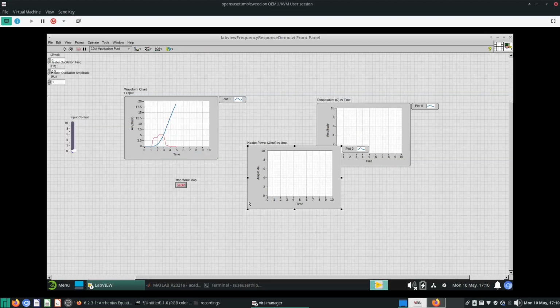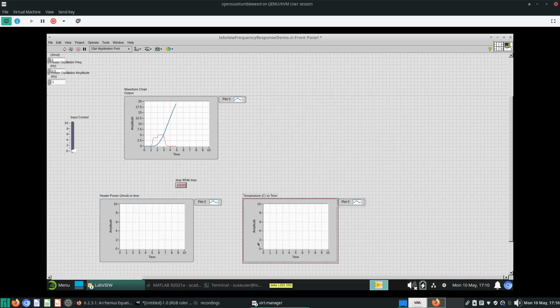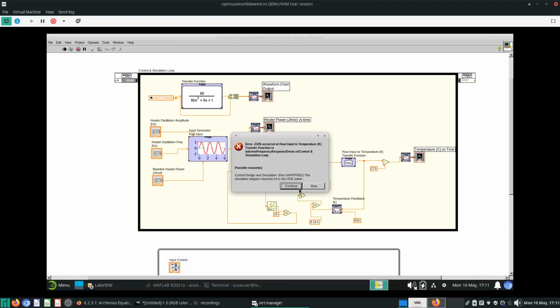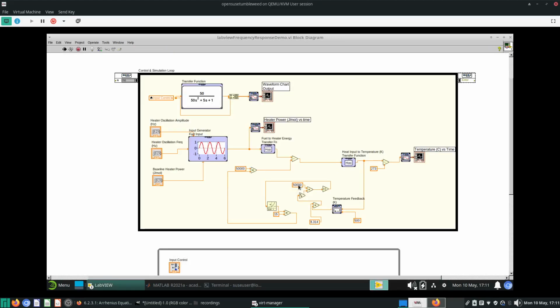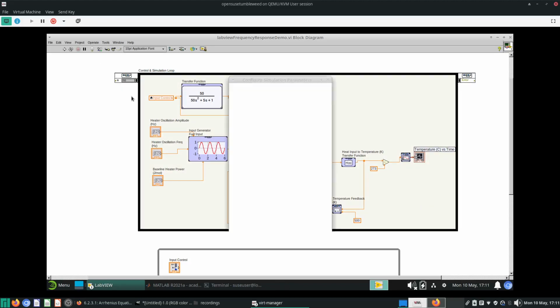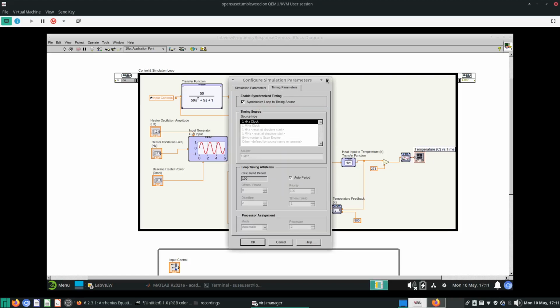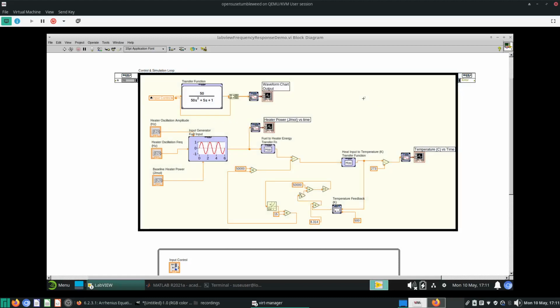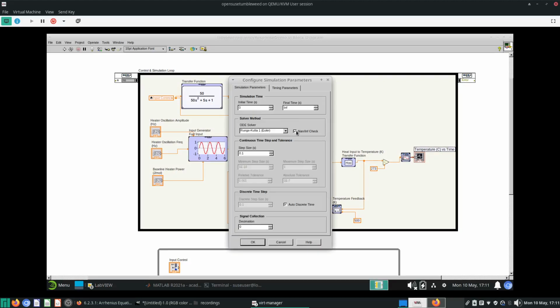Now we can start. Remember those three things we wanted to control: the heater oscillation frequency, the amplitude, and the baseline power, which we can just put at maybe 50,000. I'm not going to do too much. Oh, okay, so let's stop this. We have an infinity error kind of thing. Maybe the equation's a little bit stiff, so let's make the step size smaller.